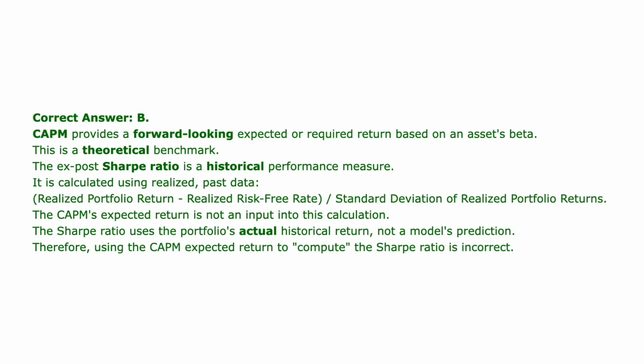CAPM provides a forward-looking expected or required return. The ex-post Sharpe ratio is a historical performance measure using realized returns. CAPM expected return is not an input into the Sharpe ratio calculation.